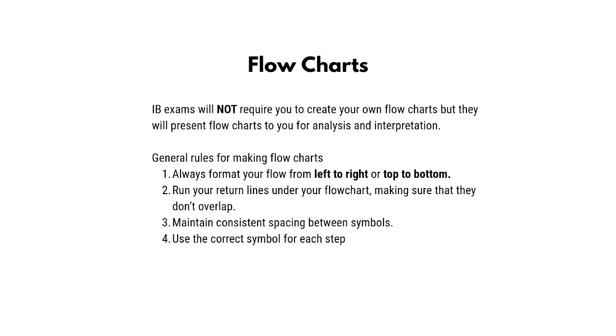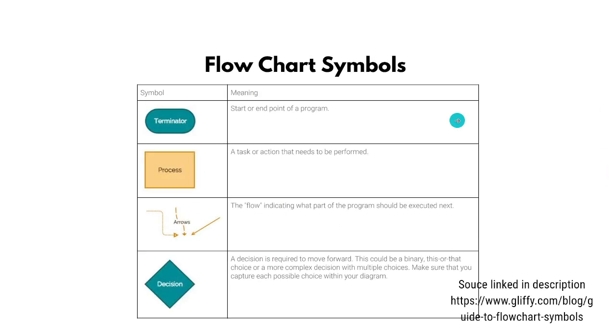So some general rules for making flowcharts. You should always format your flow from left to right or top to bottom. You should always run your return lines under your flowchart, making sure they don't overlap. Maintain consistent spacing between the symbols, and use the correct symbol for each step. So examples of this are diamond shapes for decisions, rectangles for processes, start and end shapes should be the same, etc. So here we have the symbols.